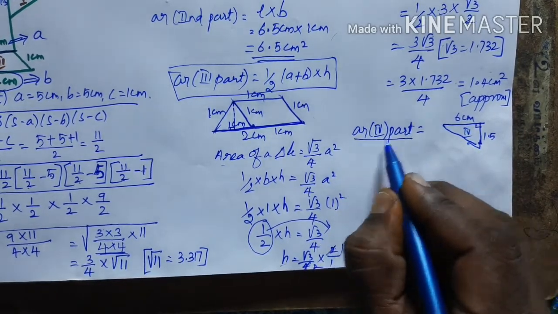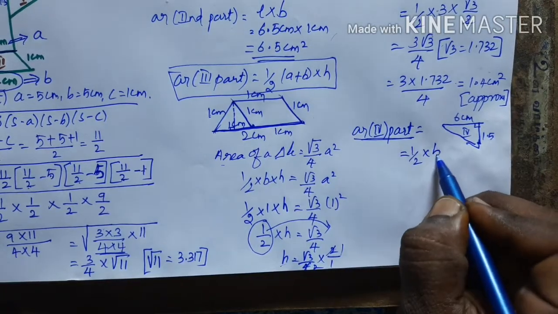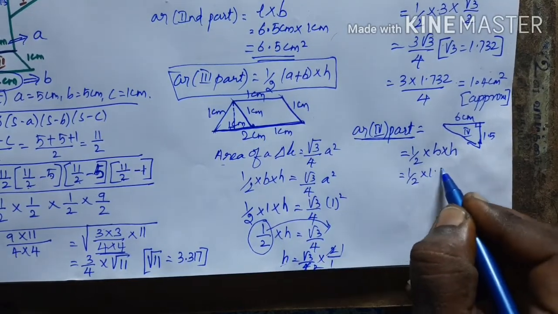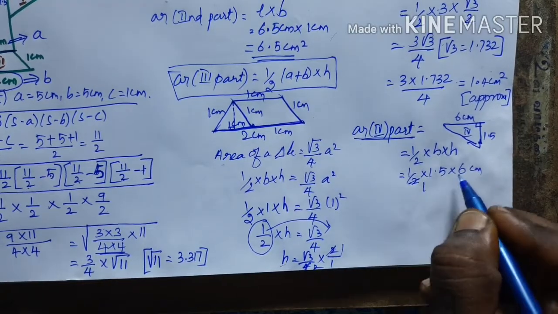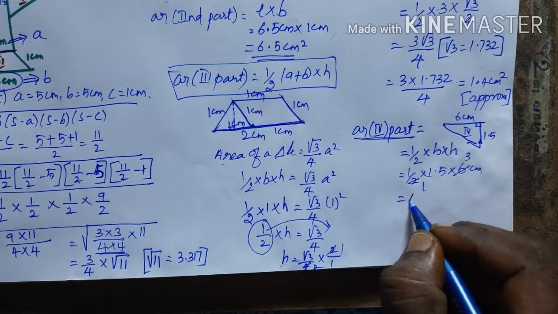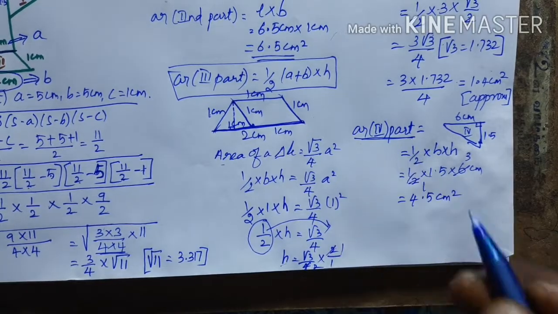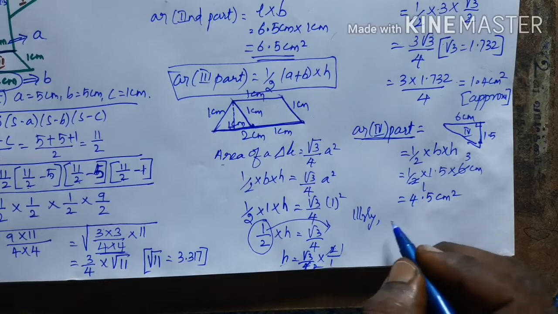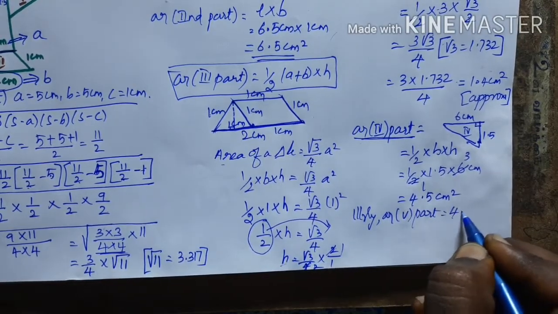So I'm going to find that area directly by using the general formula for the area of a triangle. Half into base into height, which is equal to half into the base value 1.5 into the height value 6 centimeter. Writing the simplest form, I will get 1.5 into 3, which is equal to 4.5 centimeter square, the area of the fourth part. Similarly, the area of the fifth part, because both are similar diagrams, is equal to 4.5 centimeter square.